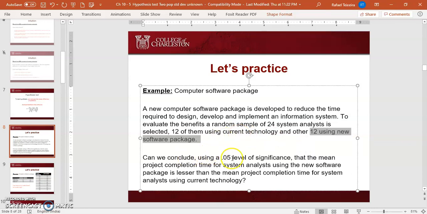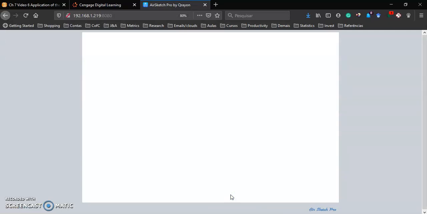Okay, can we conclude, using a 0.05 level of significance, or alpha, that the mean project completion time using the new software is less than the mean project completion time for the current technology? So I want to show that the new software package takes less time. This is what I have to understand to be able to develop my hypothesis. So let me develop here the null and alternative hypotheses.